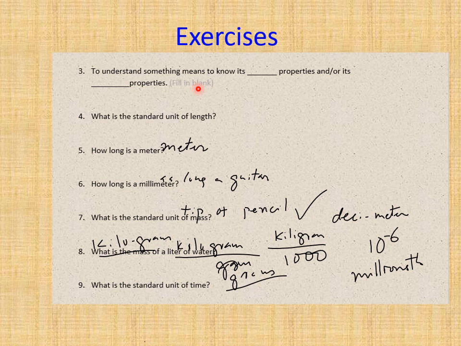To understand something, to know its referent properties, which means referring to something else, or its quantifying properties, you use a number and a unit. That unit is referring to the three objects we mentioned: the meter stick, the kilogram prototype, and the second, for which we have a special kind of atomic clock to define how long a second is. We'll get into that later in this class.